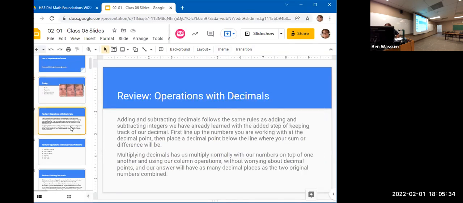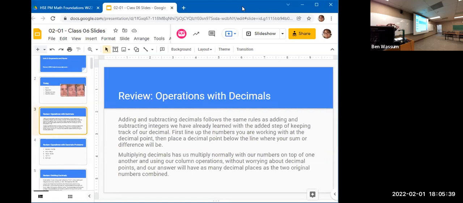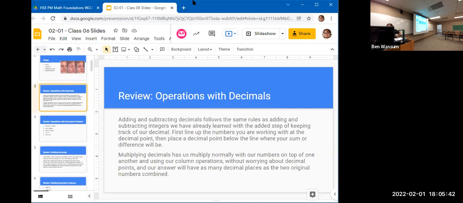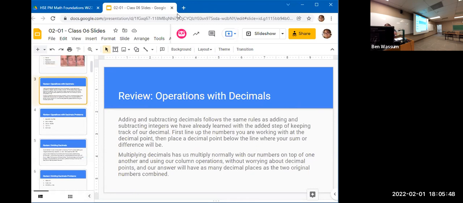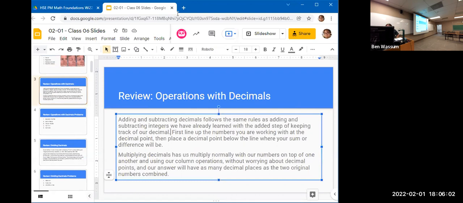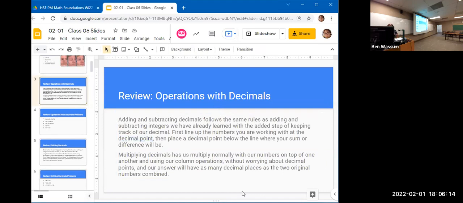So, of course, I like to start with some review to keep your brain kind of fresh on stuff we did last time. So last time, if you remember, we did mostly operations with decimals. Adding and subtracting decimals follows the same rules as adding and subtracting integers. We already learned all that stuff. Just you have to make sure that you keep track of the decimal. So you line up your numbers you're working with at the decimal point, and then you place a decimal point right below the line where your sum or difference will be. So that decimal point lines up right there with your answer the same way as it does with the problem.